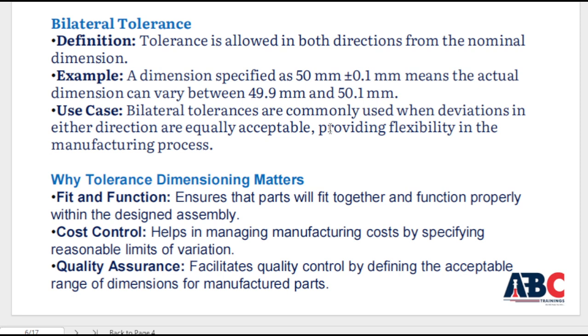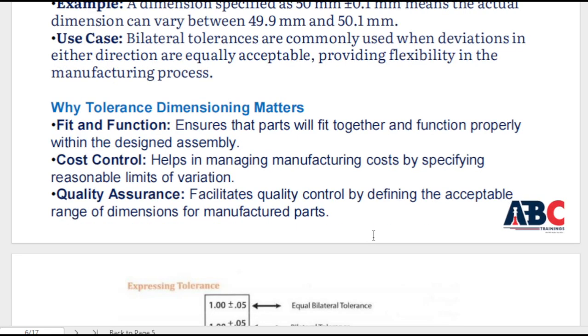Next thing we will see is why tolerance dimensions matter in our designs. First point is fit and function: ensure that parts will fit together and function properly within the design assembly. Second point is cost control. It helps in managing manufacturing cost by specifying reasonable limits of variation. And third point is quality assurance. Facilitates quality control by defining the acceptable range of dimensions for the manufactured part.